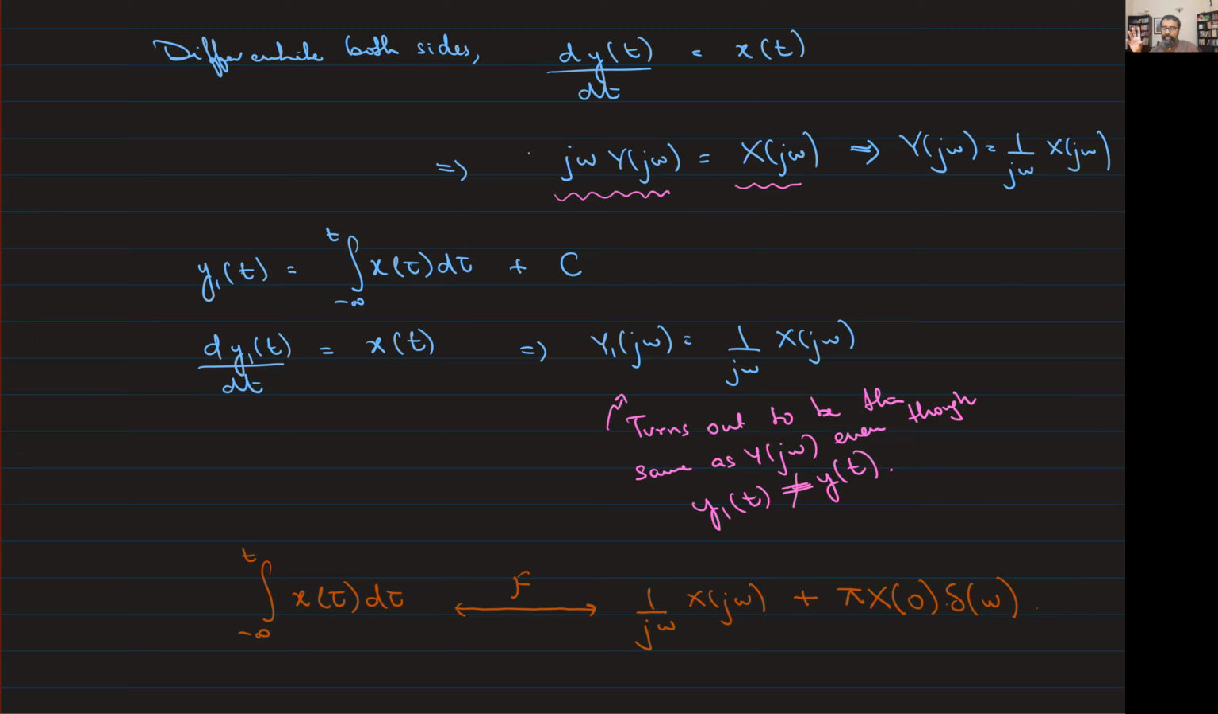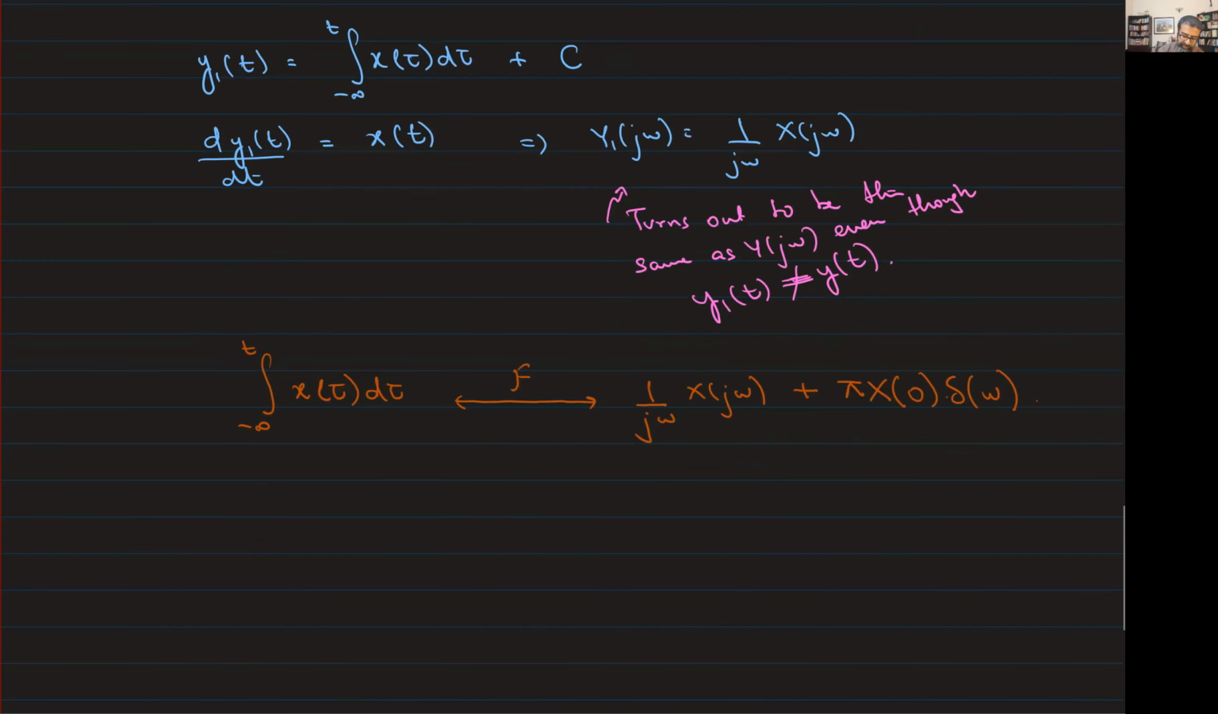So if there's no DC component in x of t, then the 1 upon j omega times x of j omega holds true. And once again, I'm going to state this again. This is a result that I am stating without a proof. The proof is perhaps not available in the textbook either, but you will be able to find the proofs in other resources. So we're going to take this as a fact. And just the last thing that we're going to do in the class today is apply this integration property to find the Fourier transform of the unit step function.